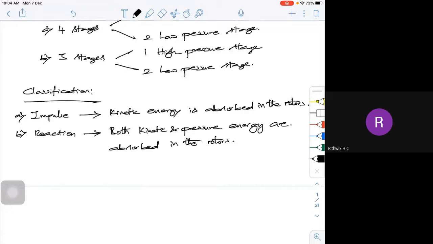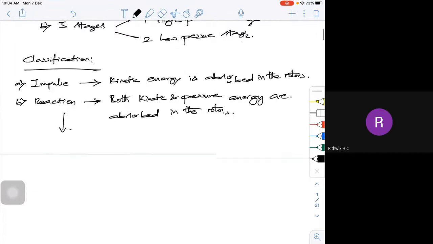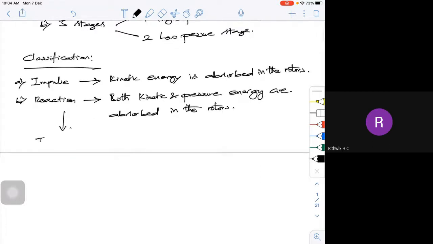Even under this reaction, we have one more sub-classification, which we call the impulse reaction turbine. What is it actually? In an impulse reaction combined turbine, the quantity of kinetic energy conversion is slightly more than the quantity of pressure energy.